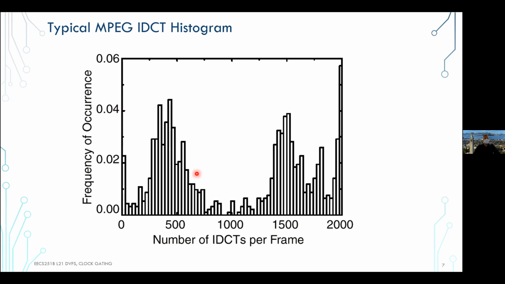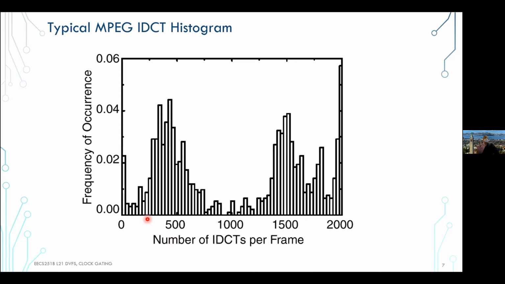And then you look at, for example, MPEG. This is the inverse discrete cosine transform, per frame. If you're doing certain processing in the algorithm, you see that the number of these operations per frame varies. There are frames with a reasonable number of these transforms, and there are frames with a very low number of transforms.